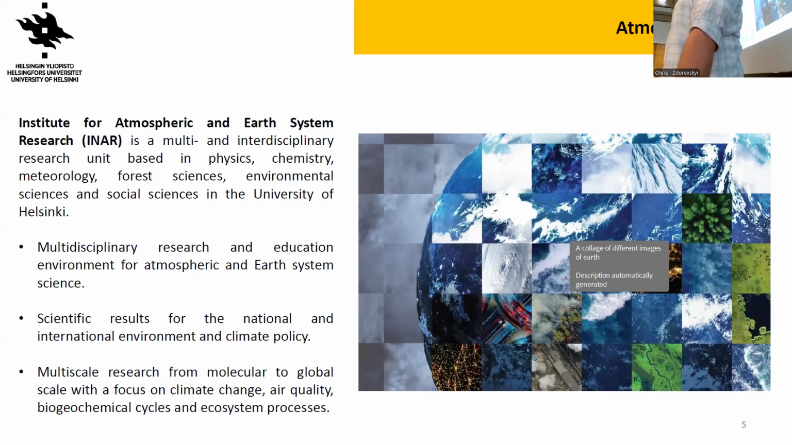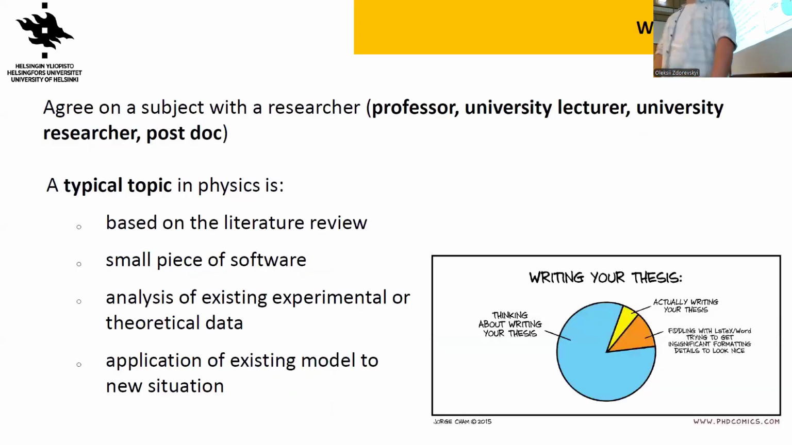But now, for you, as the third-year students who are about to graduate and about to write your thesis, the question is, how can you find your supervisor and your topic? And then how should this process look like? So first of all, you need to agree on some topic with your supervisor. And your supervisor could be any researcher who is hired by the university. This could be a professor, university lecturer, university researcher, or postdoc. So any of those people will do.